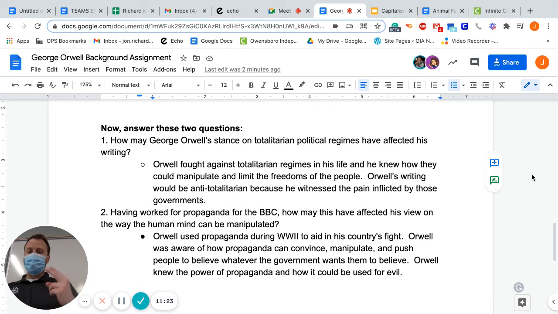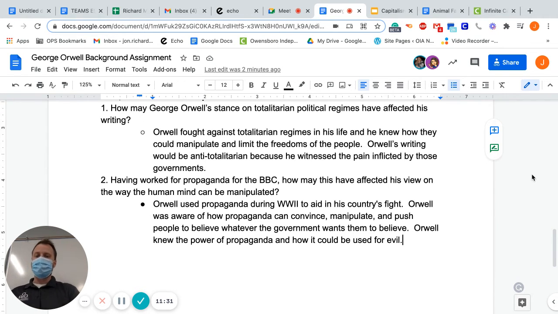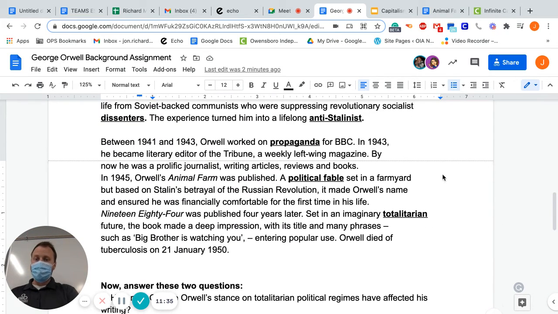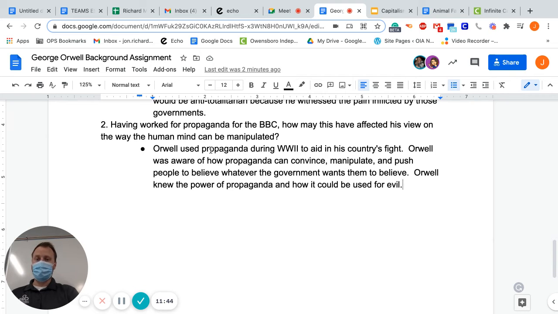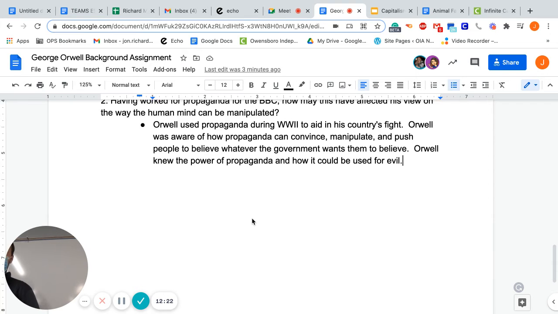All right, so number 2, having worked for propaganda for the BBC, how may this have affected his view on the way the human mind can be manipulated? We saw the years that he worked in propaganda, 41 to 43. What was going on during those years? What big war? World War II. So Orwell used propaganda during World War II to aid in his country's fight. Orwell was aware of how propaganda can convince, manipulate, and push people to believe whatever the government wants them to believe. Orwell knew the power of propaganda and how it could be used for evil, or in his mind, totalitarian regimes. So take a moment, make sure you have this and understand it. Are there any questions about those answers? I can go back up to the other one.